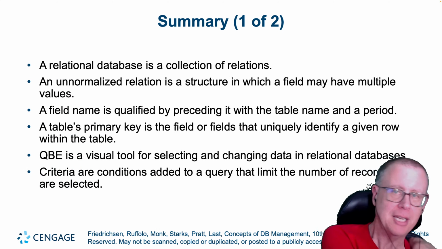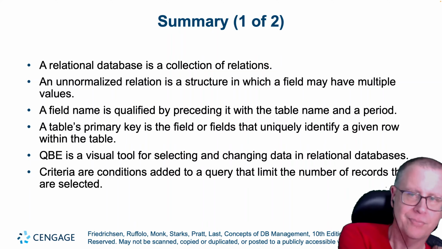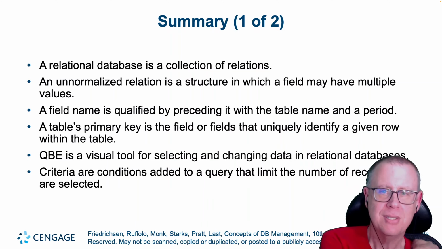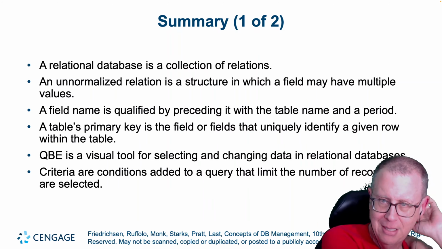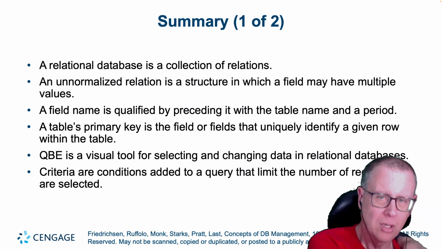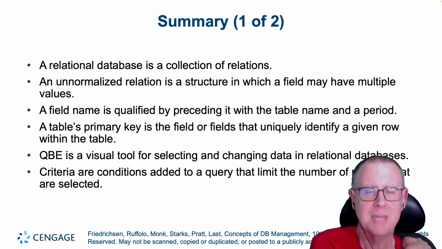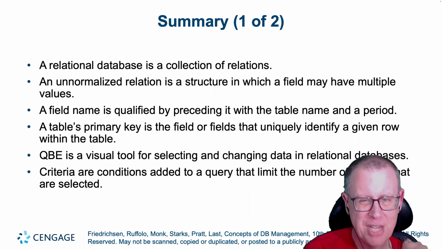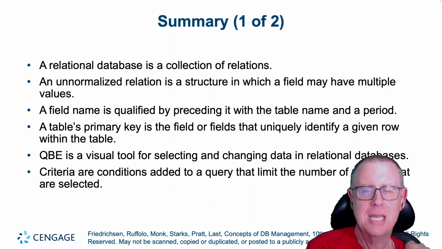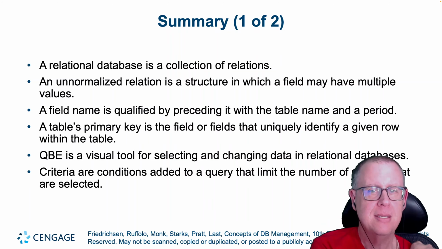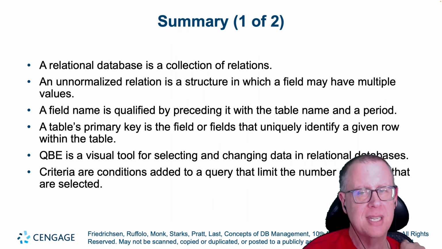Okay, a relational database is a collection of relations, tables, entities. An unnormalized relation is a structure in which a field may have multiple values. A field name can be qualified by preceding it with the table name and a period, in case we have the same attribute or field name on two different tables. And a table's primary key is that field or grouping of fields that can uniquely identify a given row.